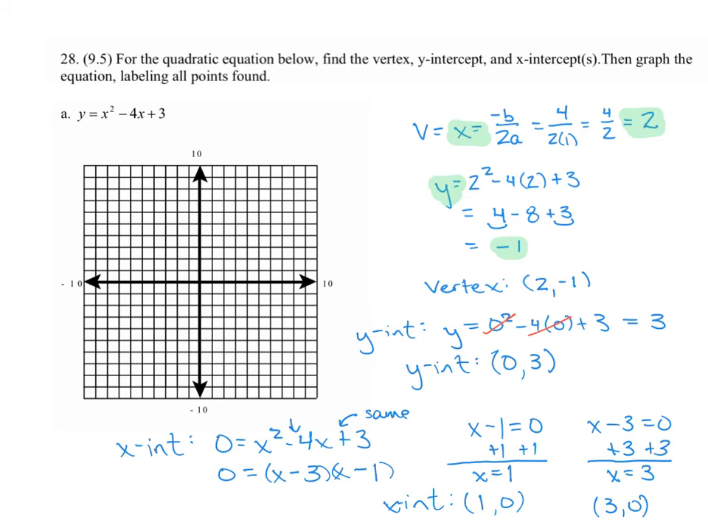All right, so let's go ahead and plot these points. We have our vertex is 2, negative 1. We have our y-intercept is 0, 3. And we have our x-intercepts at 1, 0 and 3, 0. We go ahead and draw our graph through the points. And hopefully it looks a little better than that.